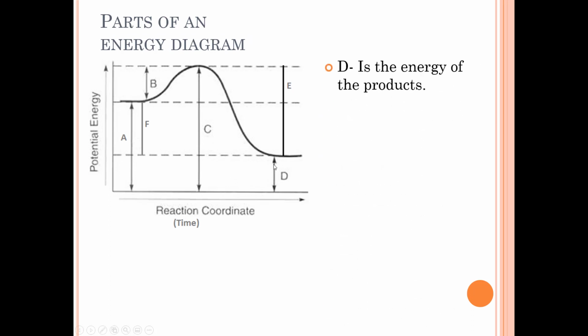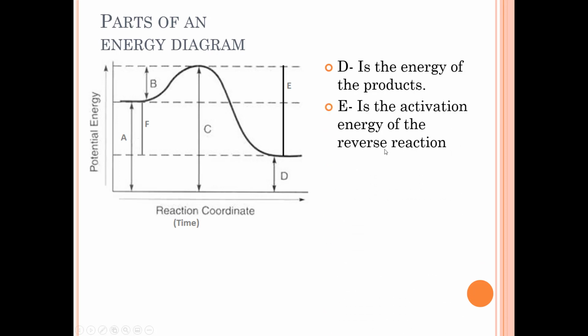Then D is the energy of the products. So right here is products, but again, this is the forward reaction. So this is reactants for the forward reaction. This is products for the forward reaction. But if we were going backwards, this would be reactants for the reverse reaction, and this would be products over here. E is the activation energy of the reverse reaction.